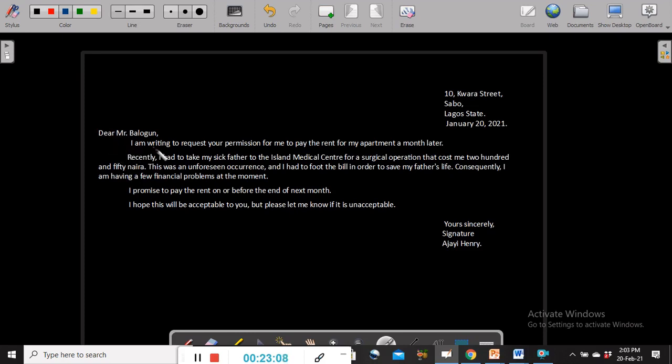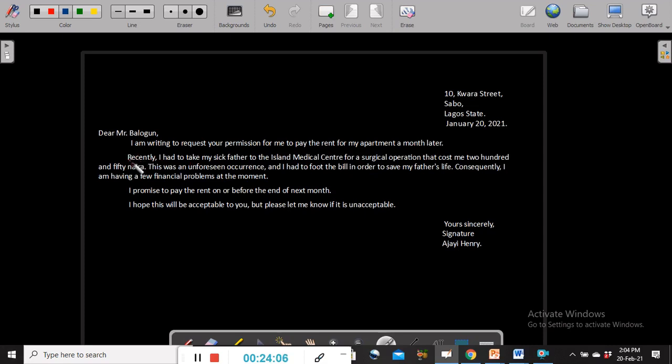Once you have left a space here, you can begin the first paragraph with the purpose. Don't forget the acronym PEP: purpose, explanation, and proposal. Then the other will be a polite ending. You can then come here and say, I am writing to request your permission for me to pay the rent for my apartment a month later. You have an appointed date when you usually pay the rent, but you are asking for permission to pay a month later. You are asking for an additional month to enable you solve certain immediate financial problems.